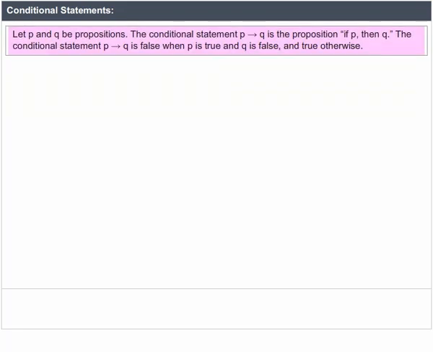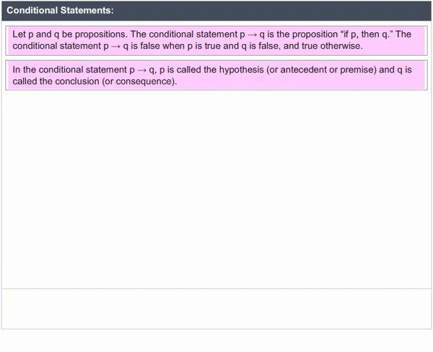Conditional statements: let P and Q be propositions. The conditional statement P implies Q is the proposition "if P, then Q." The conditional statement P implies Q is false when P is true and Q is false, and true otherwise. In the conditional statement P implies Q, P is called the hypothesis or antecedent or premise, and Q is called the conclusion or consequence. The truth table for the conditional statement P implies Q.